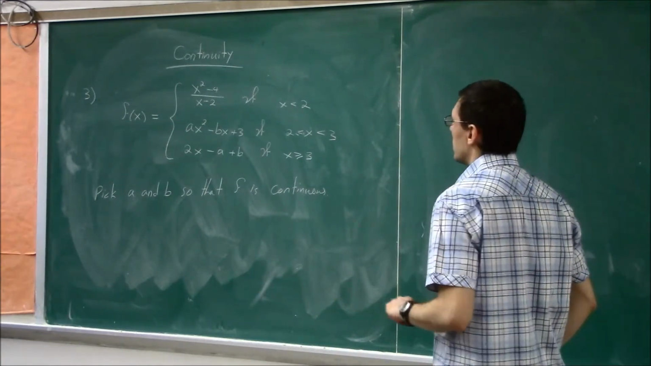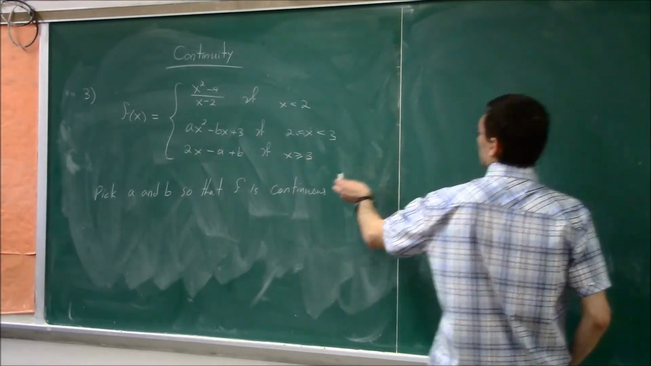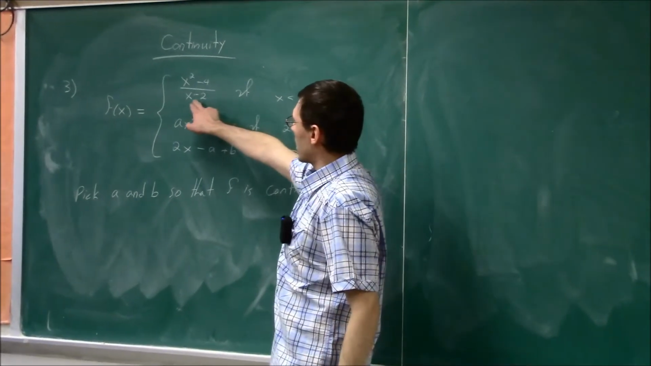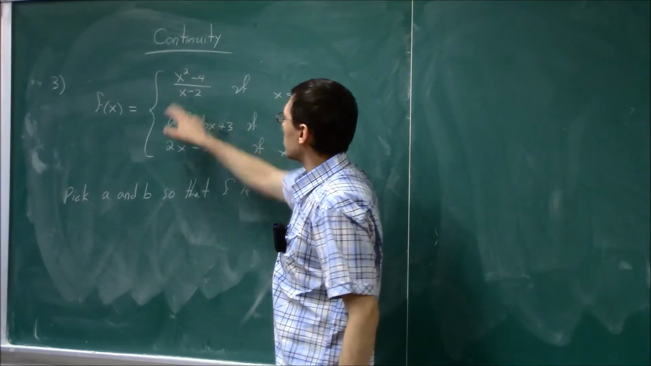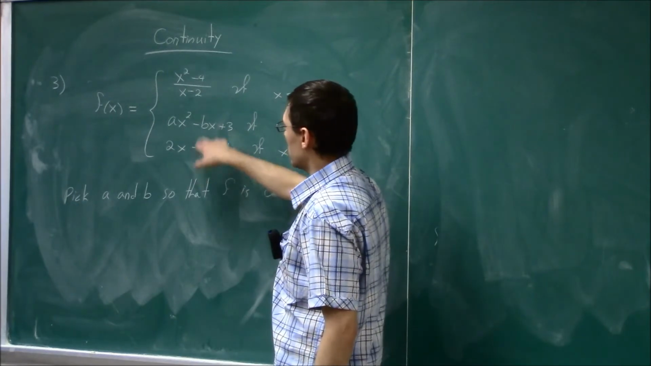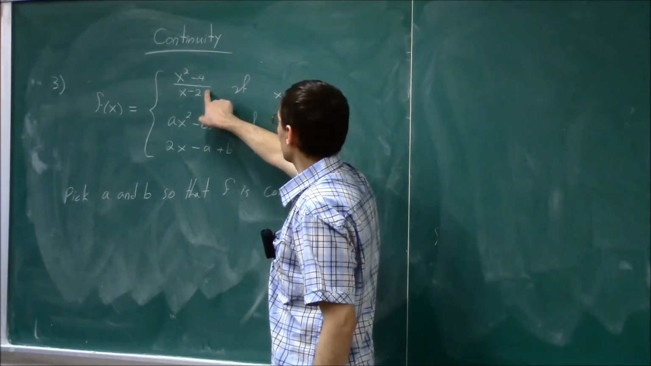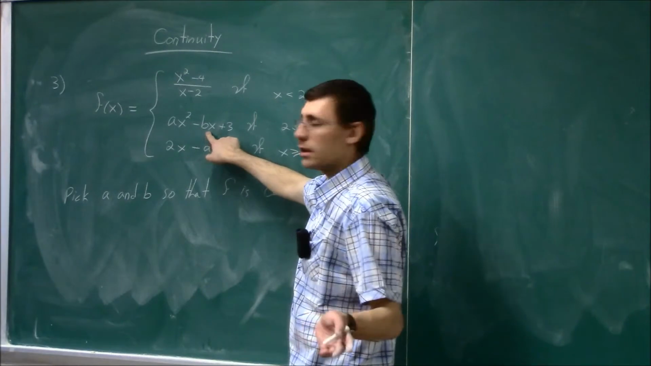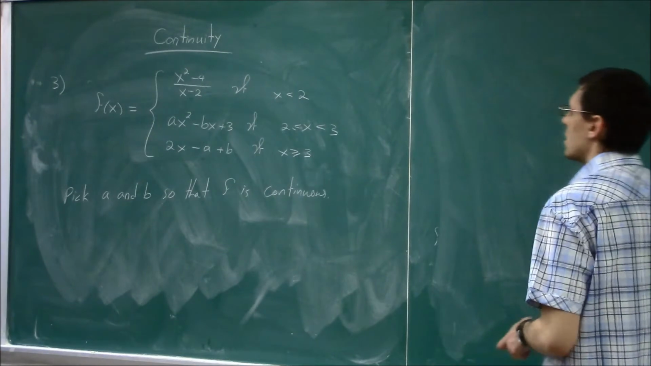All right, so what do we do here? The discontinuities are only possible where x is equal to 2, because this is a rational function that at 2 is discontinuous. And of course, when you jump over 3, there is a possibility. But each piece in its domain is a continuous piece. This is a rational function, continuous for all values that are not 2. This is a polynomial, continuous everywhere. And the last equation is a linear polynomial, also continuous everywhere.